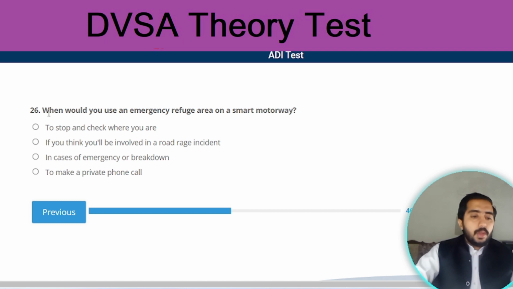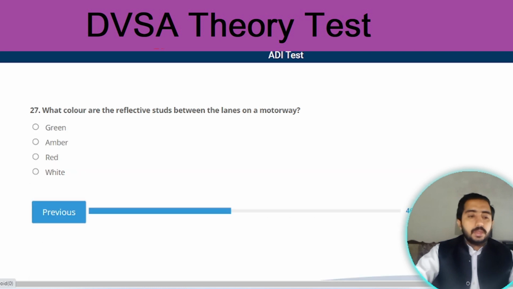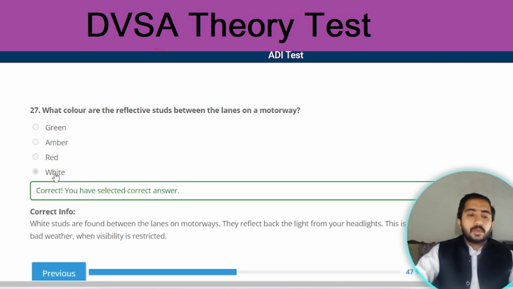Question 26. When would you use an emergency refuge area on a smart motorway? In case of emergency or breakdown, option C is the correct one. Next question. Question 27. What colors are the reflected studs between the lanes on a motorway? The correct option is white. Option D is the correct one.